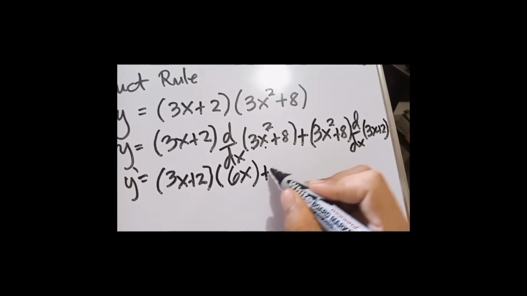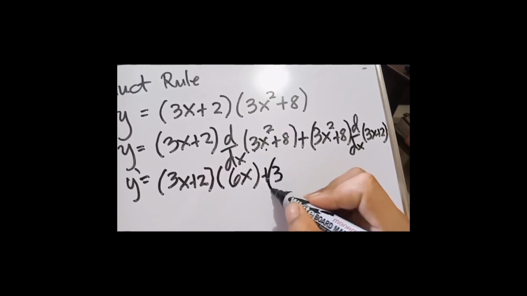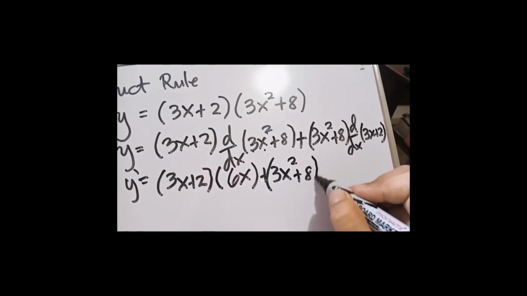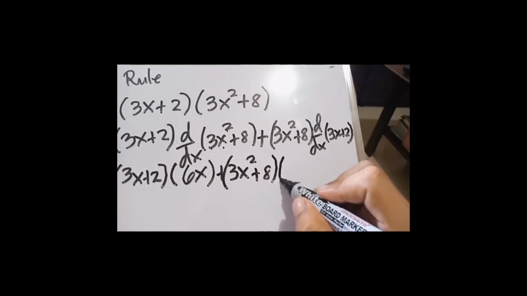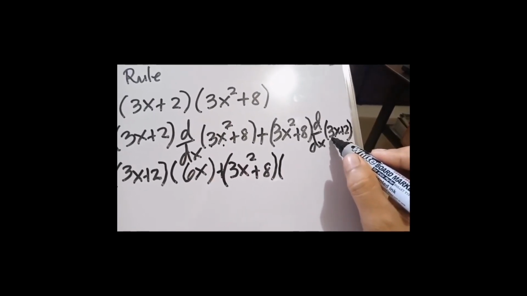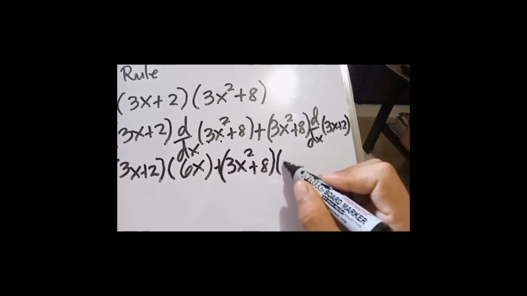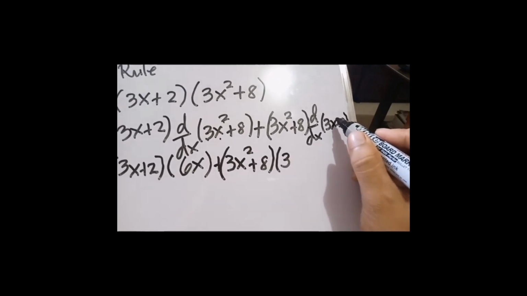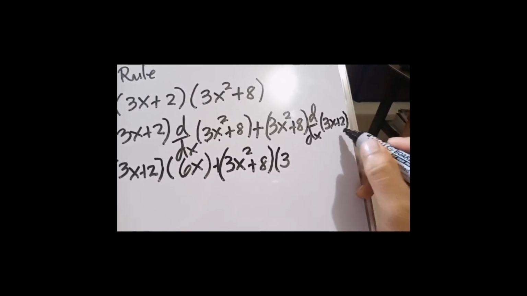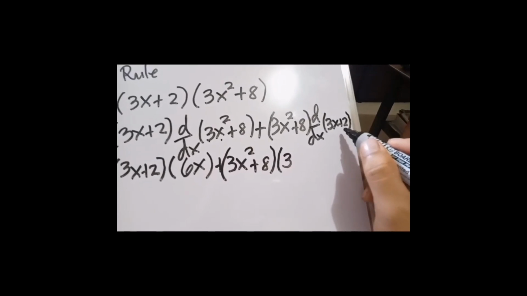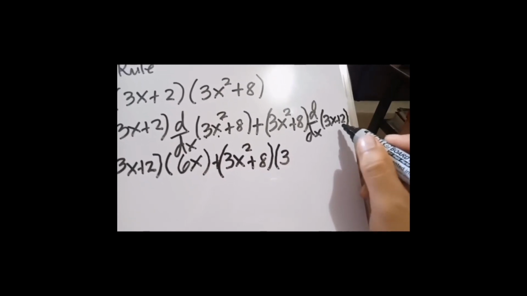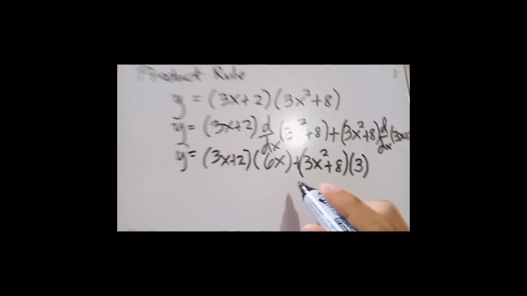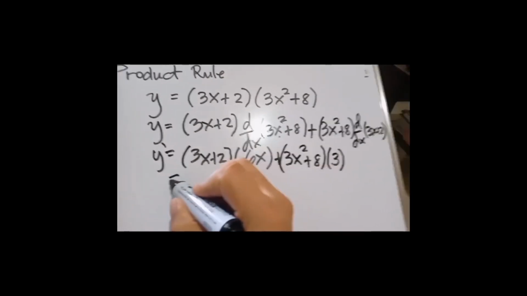Plus, again, rewrite natin yung second function, 3x squared plus 8. Then, ano naman yung derivatives ng first function? 3x, the exponent is 1. 1 times 3 is 3. Then, x, the exponent is 1. 1 minus 1 is 0. Wala na yung ating x. And again, apply the constant rule. Yung 2, the rule is, the derivatives of a constant is equal to 0. Then, after that, isi-simplify na lang natin yung naging result.